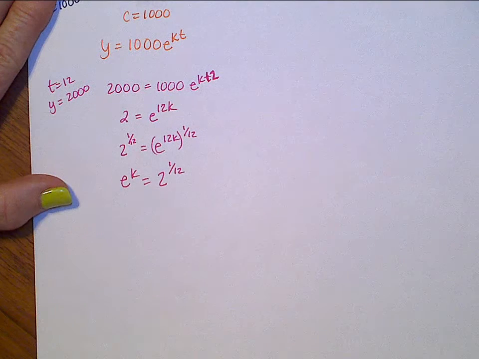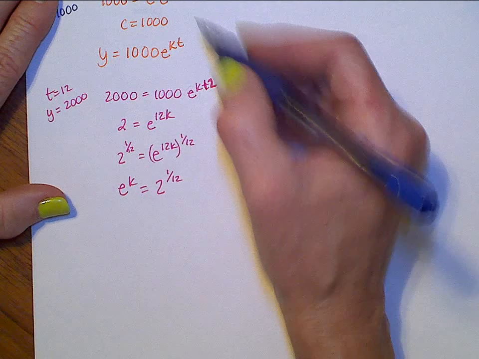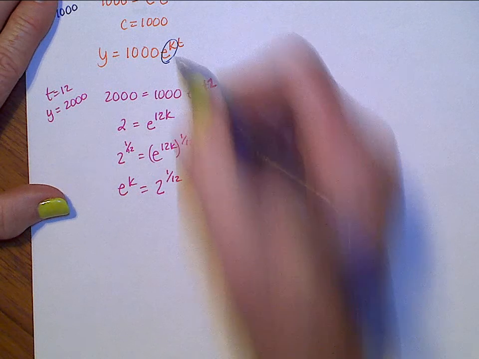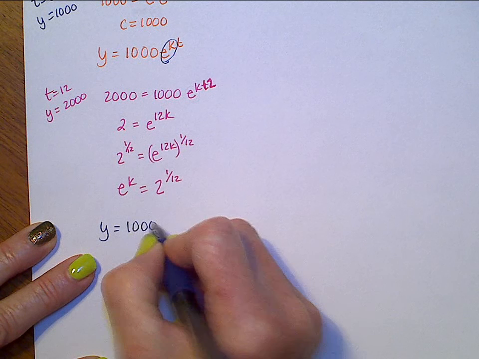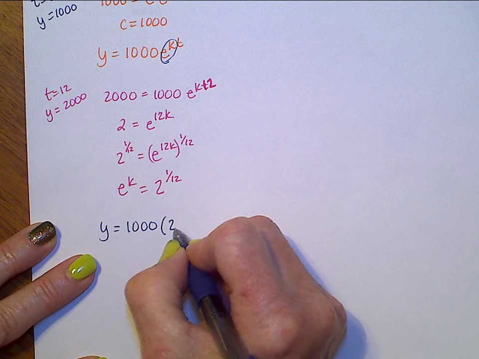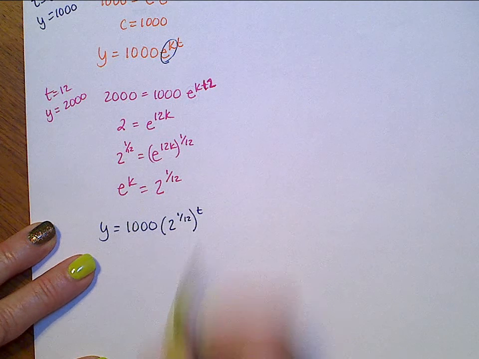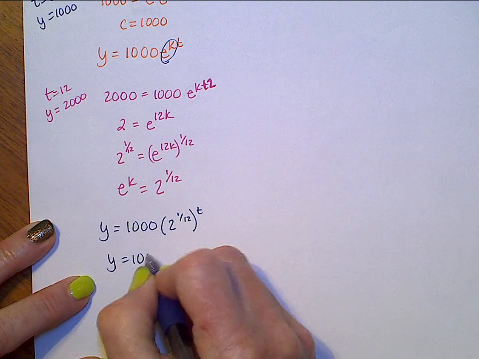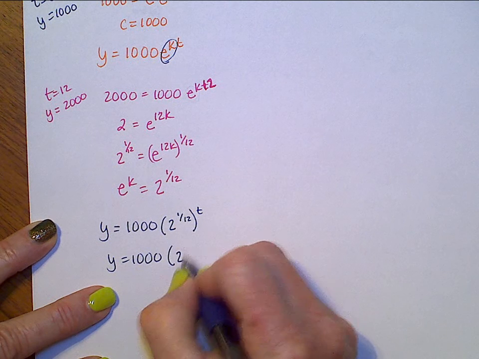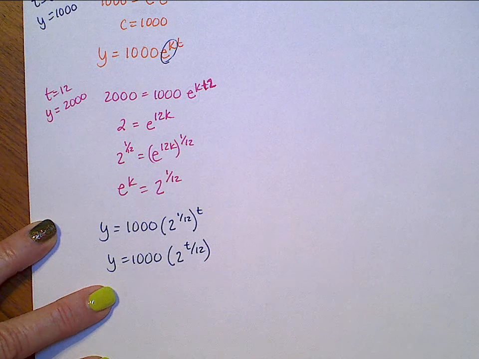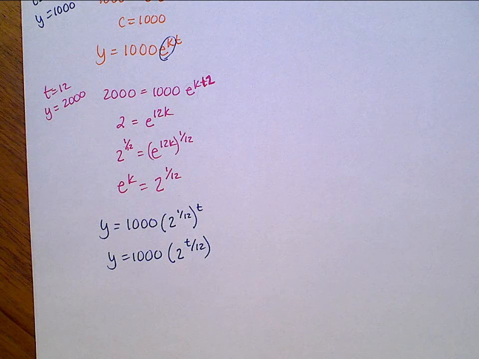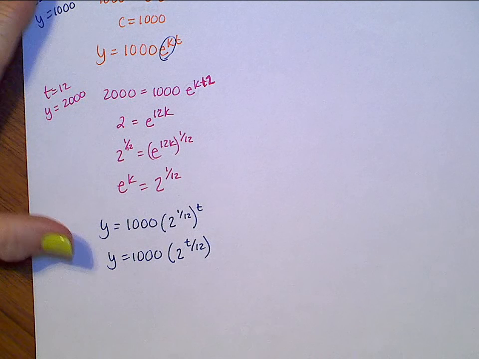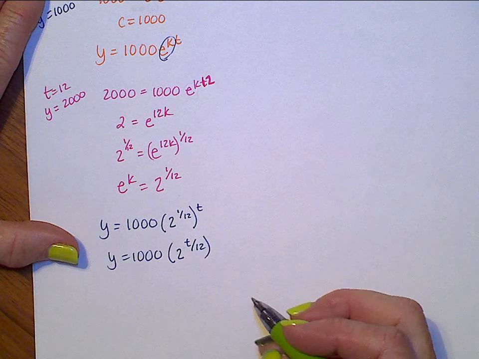Then taking that and substituting it for this e to the k right here, we'll have y equals 1,000 times 2 to the 1/12th to the t, which is 1,000 times 2 to the t over 12. All right, but I didn't ask you for this. I asked you to find out how long will it take until the amount of money is 5 times as much as the initial value.